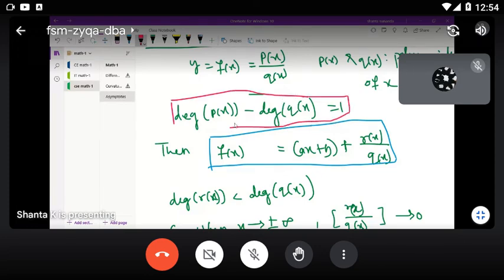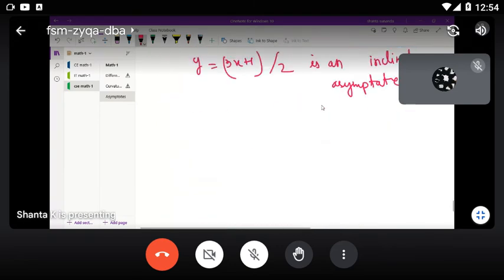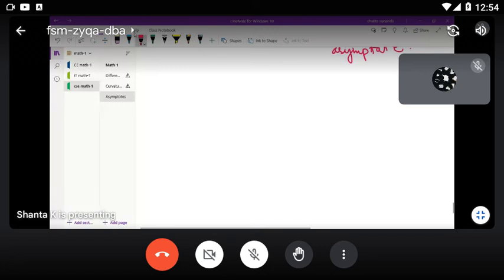So if it is more than 1, you are not going to get horizontal or inclined asymptotes. So you have to take care that this is 1, then only you use this form. This ax plus b that you are getting directly only happens if the difference of degree is exactly 1. If it is 2, you are not going to get it. So just remember this one.